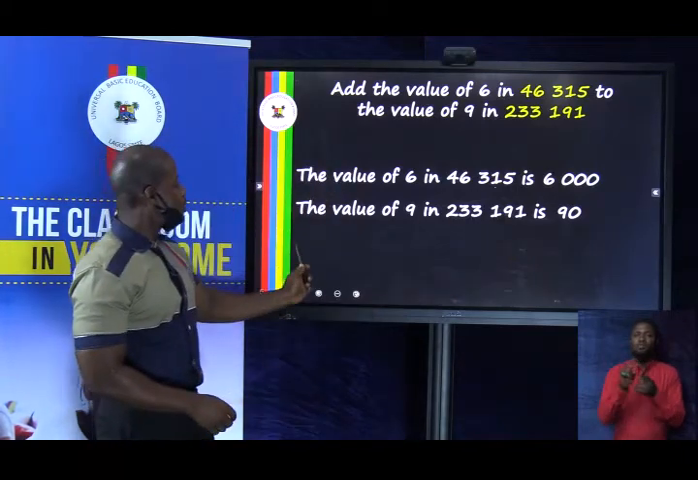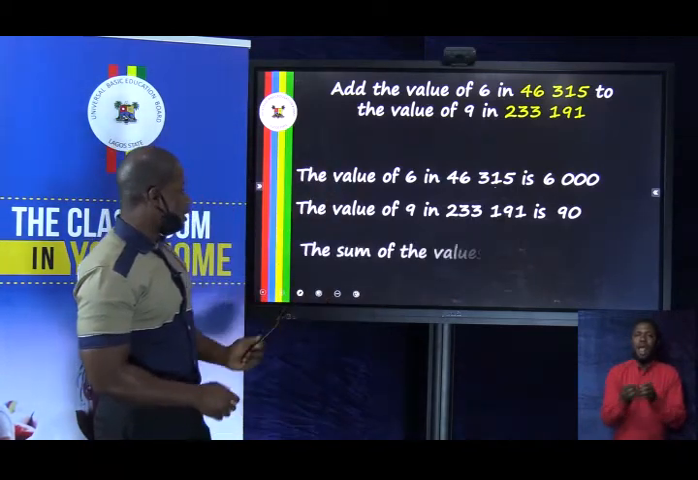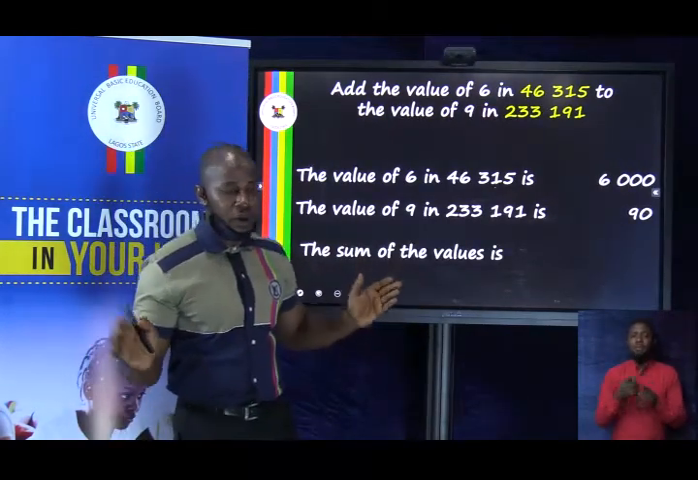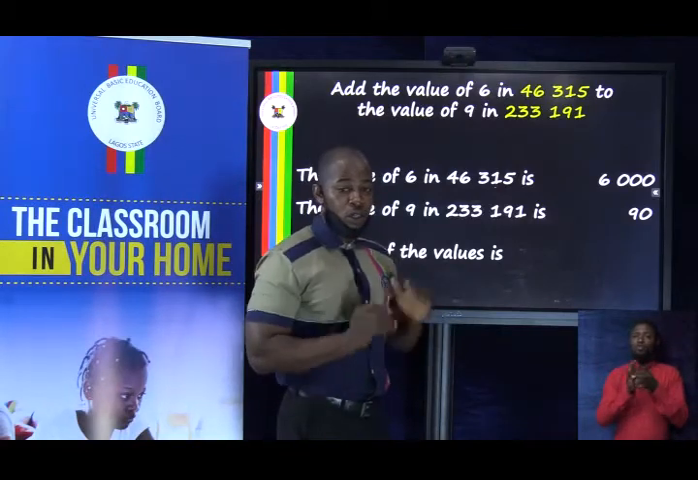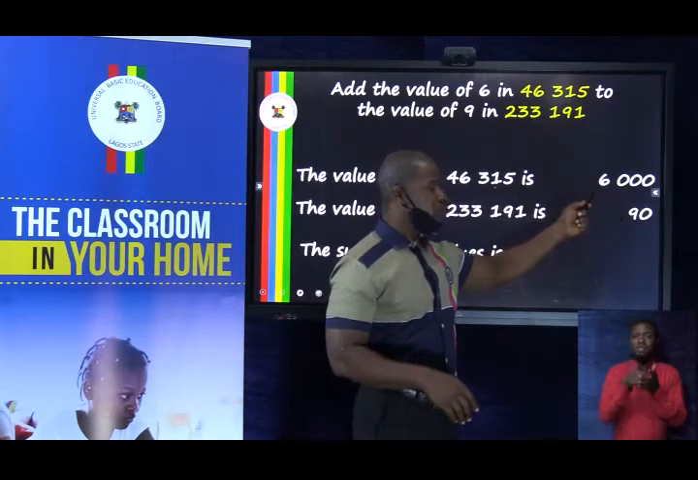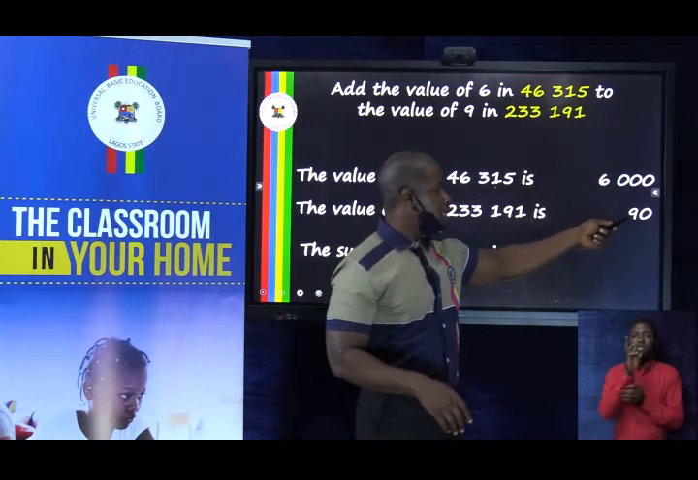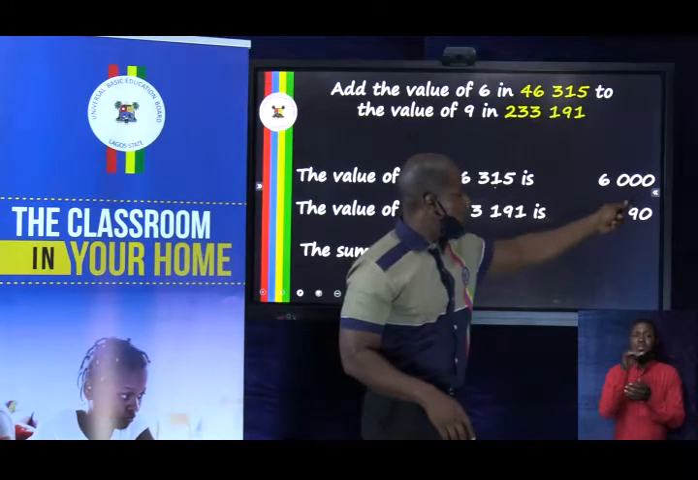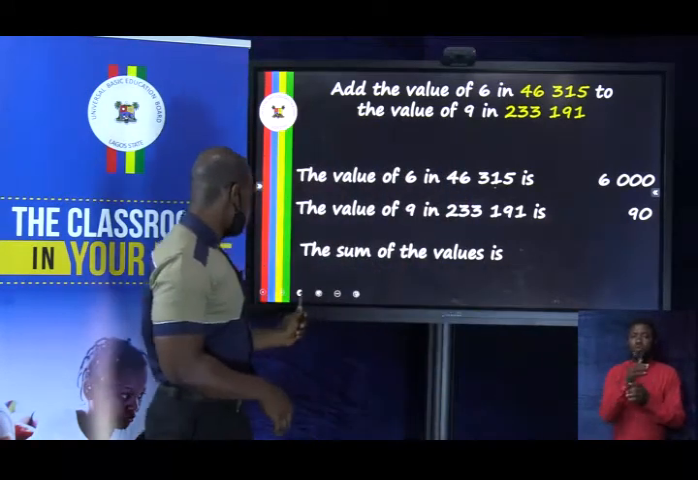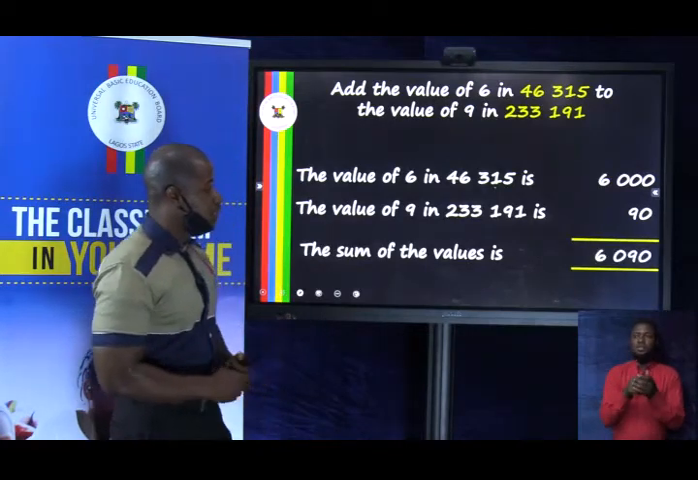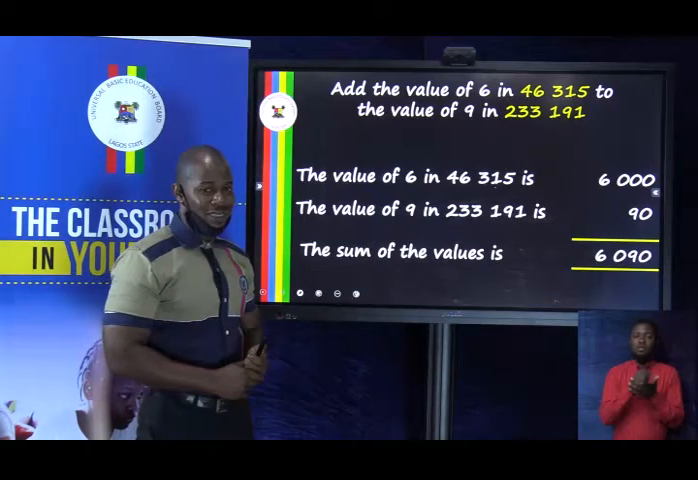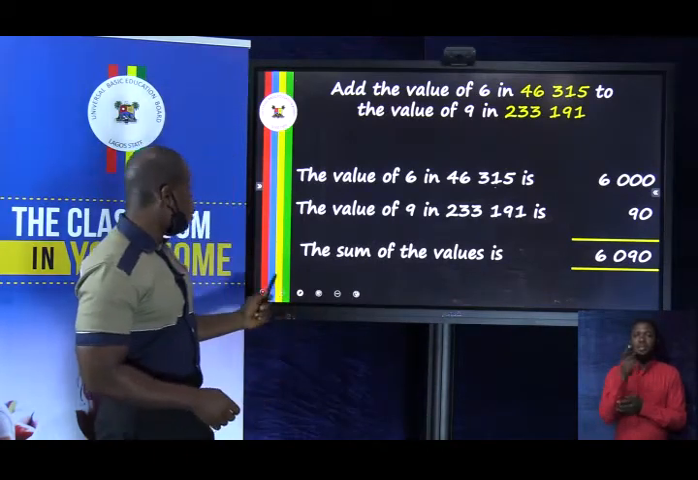So now to find the sum, or to add them together, when you want to add, my friend, be careful here. You have to bring unit under unit. So you cannot just put 9 under 6 because this 9 does not have the same value as 6. 9 is under tens, 6 is under thousand. So you have to bring unit under unit, tens under tens. Then you do your addition, and you'll get 6,090. Let's take a look at another one.